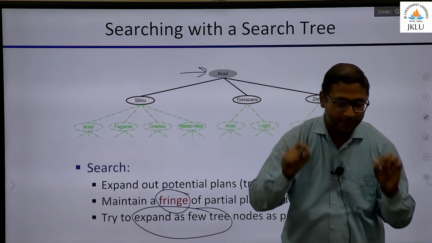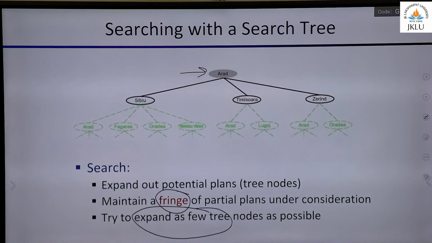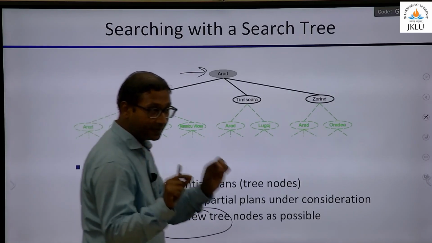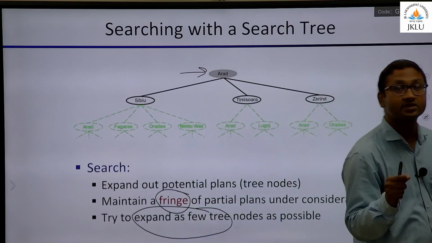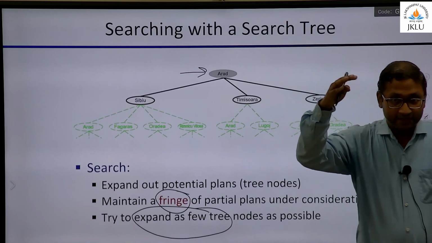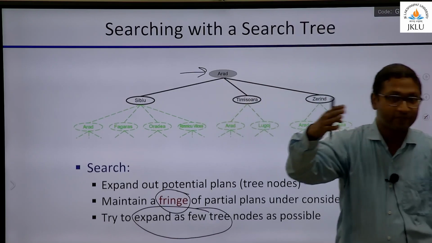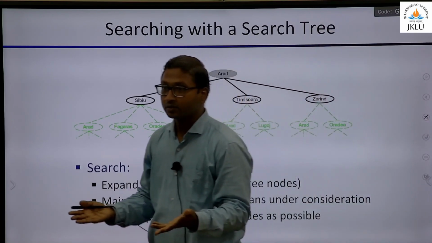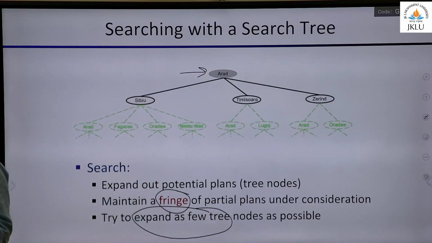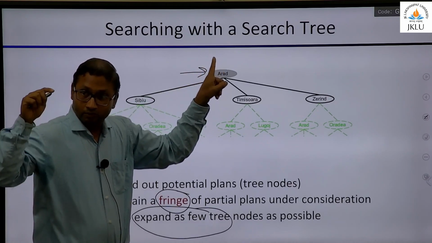Once you have expanded Sibiu, you have to give me the elements of fringe. Arad is out of fringe. The moment a node is expanded, it is out of fringe. How do your data structures and algorithms work? You build a data structure, you add some things to it, but you also delete things from it, because otherwise the data structure will never end, so your algorithm will never end. So Arad is done, thrown out of fringe.